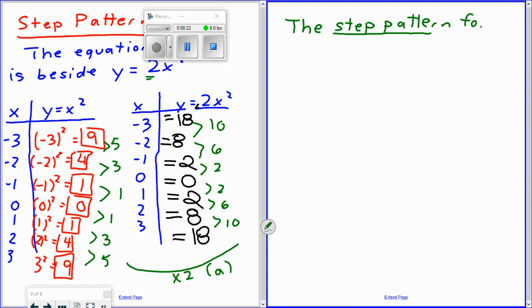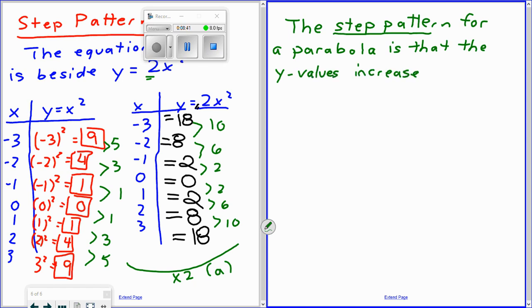For parabola, is that the y values increase by 1, 3, 5, 7, dot, dot, dot. If the A value is bigger, it's going to be A, 3A, 5A, 7A, dot, dot.